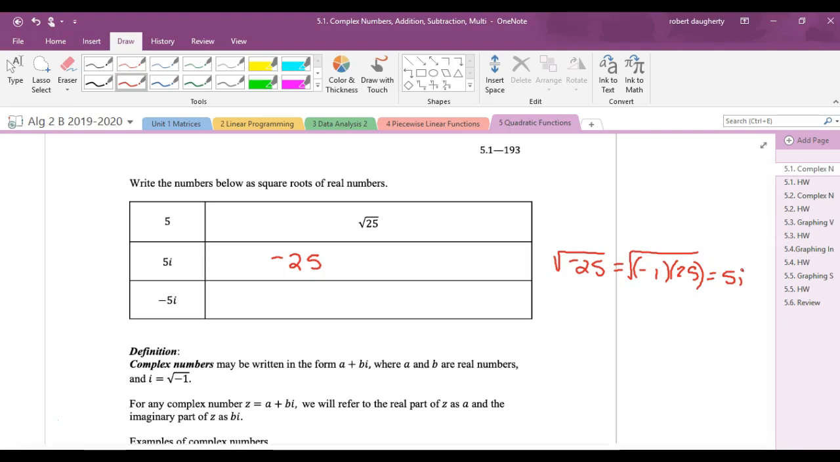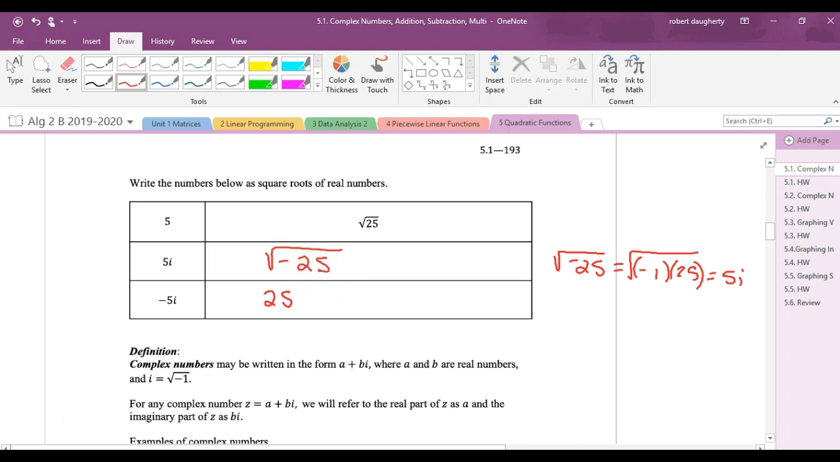What about this one? This is the square root of what? So I'm going to write this as the square root of a real number. So the square root of 25 is what? Sorry, let me back up. Make sure I get this correct, guys. Sorry, this is the square root of -25. That's 5i, okay?